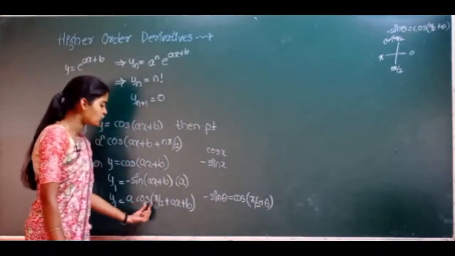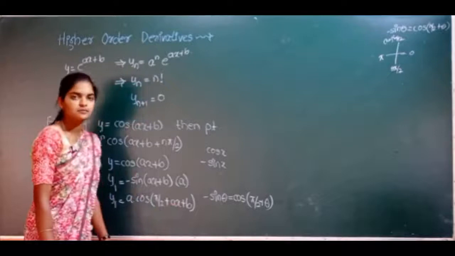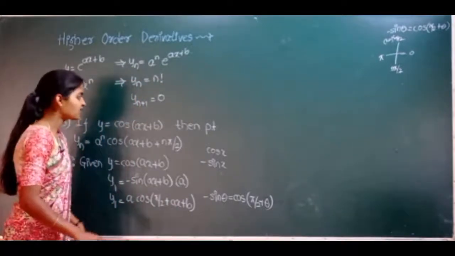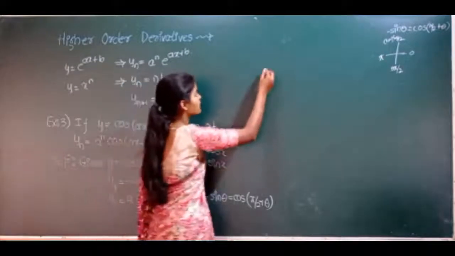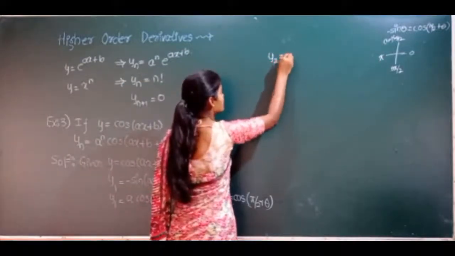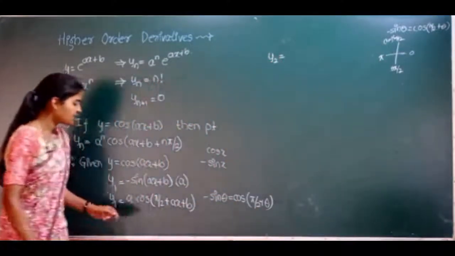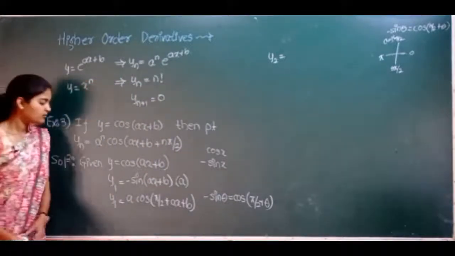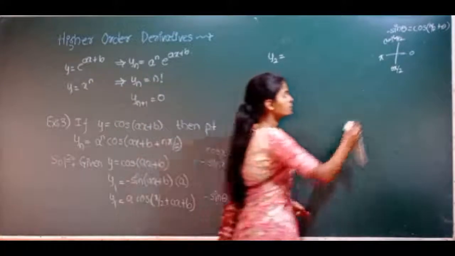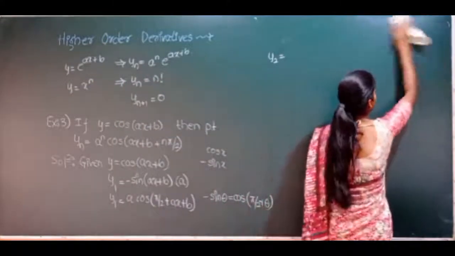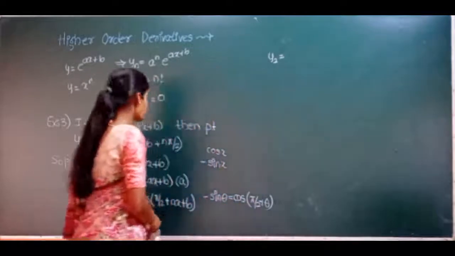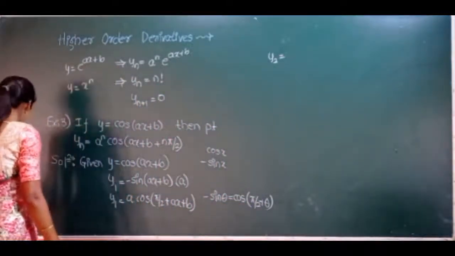There I can write cos(pi/2 + ax + b). Now, this is our y1. Let us take y2. Again here a is constant. We must take a cos(pi/2 + ax + b), and differentiation we have to get. Yes, that I will write as y2.